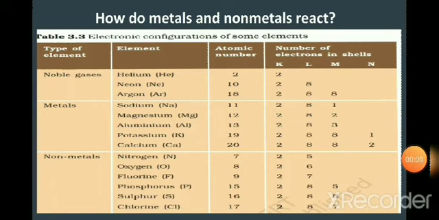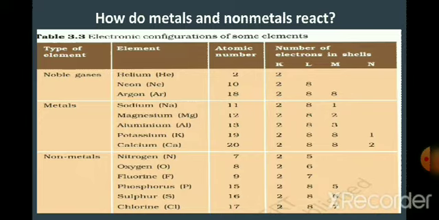How do metals and non-metals react? In the previous class, we have seen that noble gases like helium, neon, argon have completely filled valence shell and therefore they are stable. Metals like sodium, magnesium, aluminium, potassium, calcium have 1, 2 or 3 electrons in the outermost shell. So they have a tendency to lose electrons. By losing these electrons, metals can get stable octet configuration in the outermost shell.